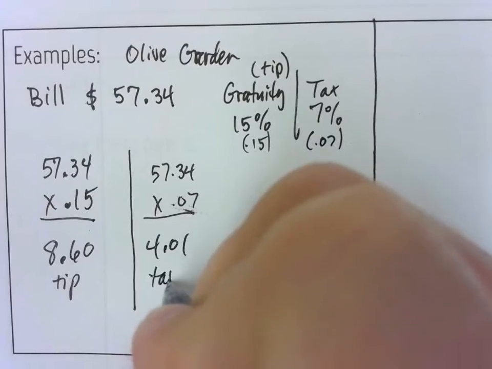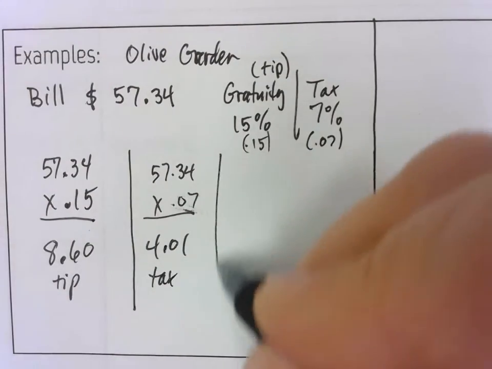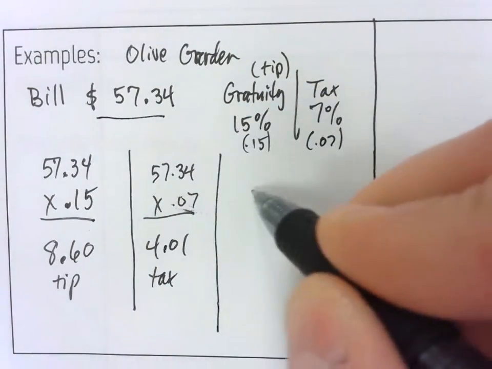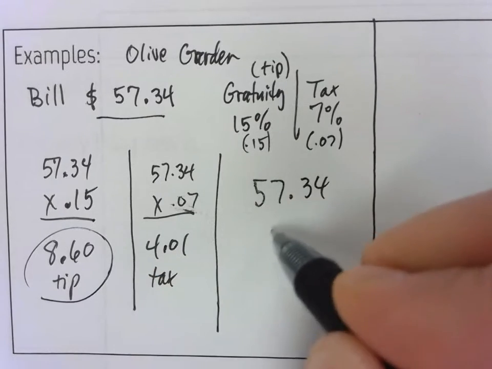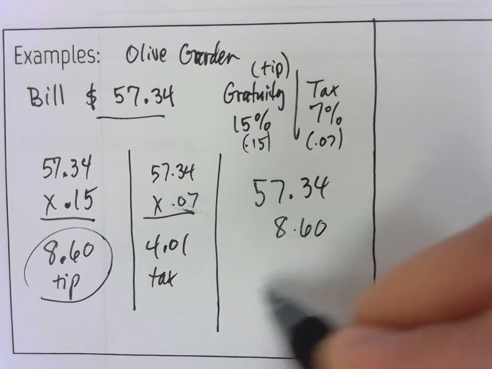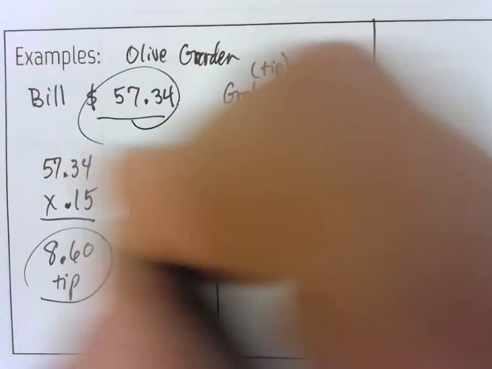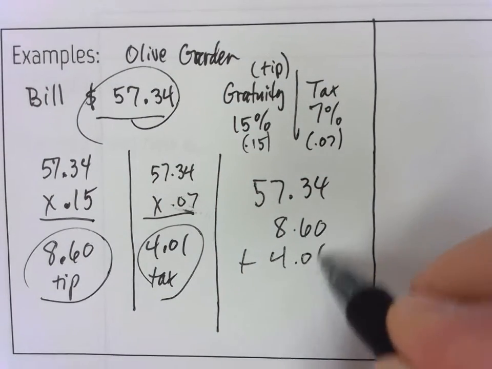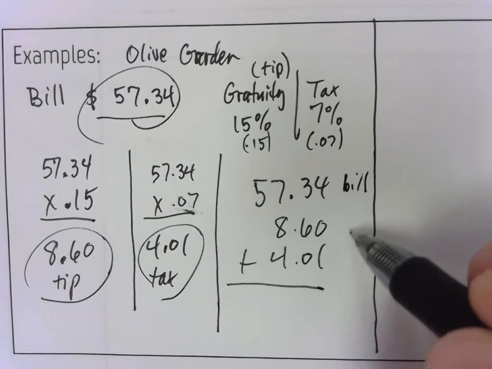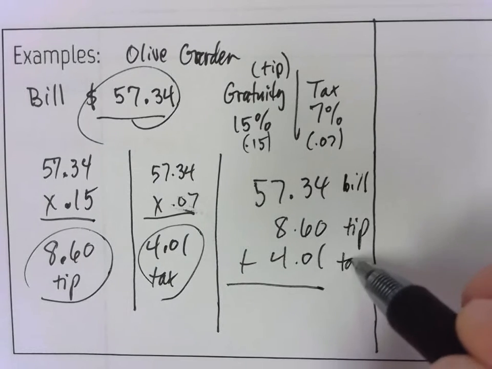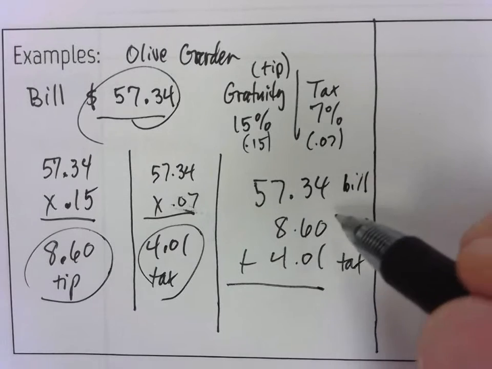in tax. All right, so to get the total for the whole thing, I've got to add the bill plus the tip plus the tax. Okay, I'm going to add all those up. That will give me my total. So bill, tip, tax. So I think we can probably do this without a calculator.